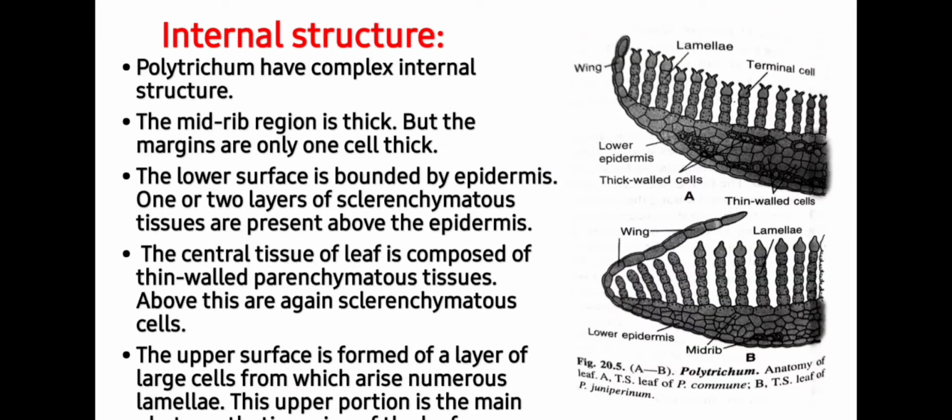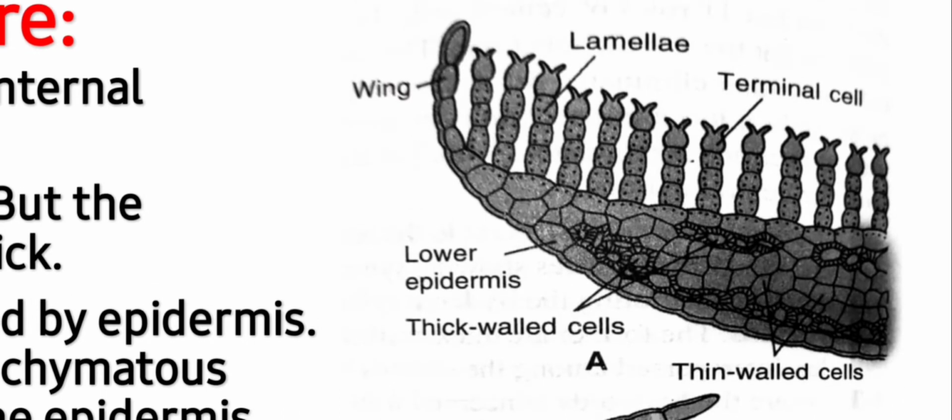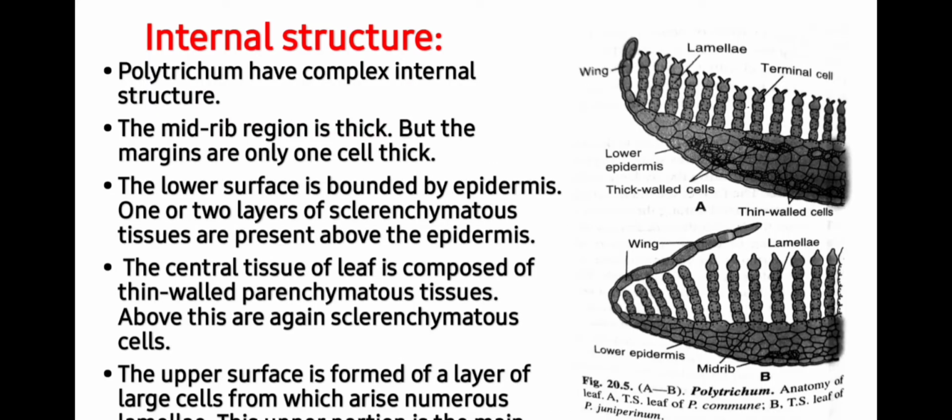Let's understand the internal structure of the leaf. As you know, unlike other bryophytes, Polytrichum has a complex internal structure. The midrib region is thick but the margins are only one cell thick. The lower surface is bounded by epidermis. One or two layers of sclerenchymatous tissue are present above the epidermis, as you can see in these images. Here is the lower epidermis, above that is the sclerenchymatous zone and it is represented by two layers.